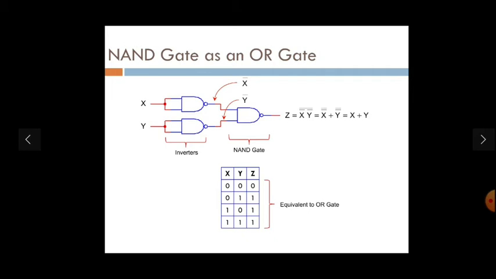When X is 1, Y is 0, output is 1. When X and Y both are 1, then output is 1. Okay, so this truth table proves how a NAND gate works as an OR gate, because this truth table is exactly equal to the OR gate.